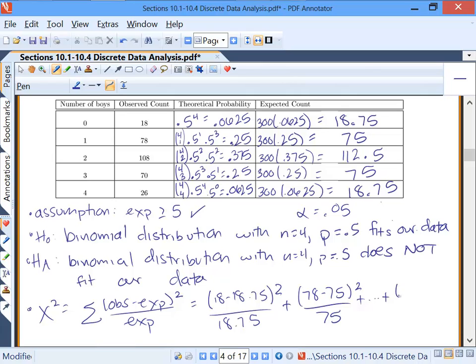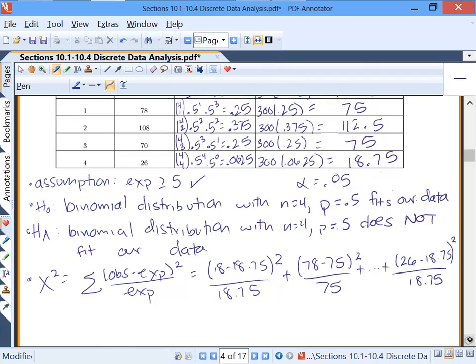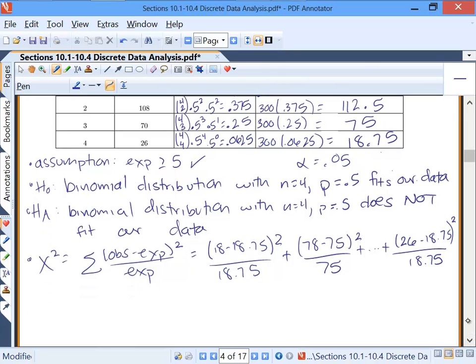If you can't put it in your calculator without writing them all out, then write them all out. But we'll just continue the pattern until we get to 26 minus the expected of 18.75 squared divided by 18.75. Okay. On the test, if you can do this, write at least 3 of them, enough to let me know that you knew what you were doing, I will accept that because that's what I've been doing up on the board. Okay. Anyone put that in their calculator already and get an answer for us? 3.467.